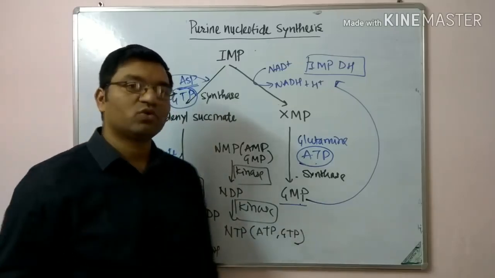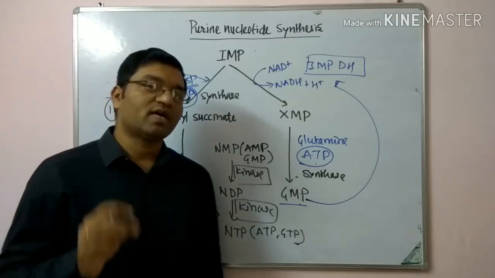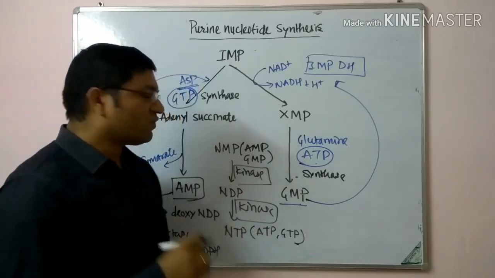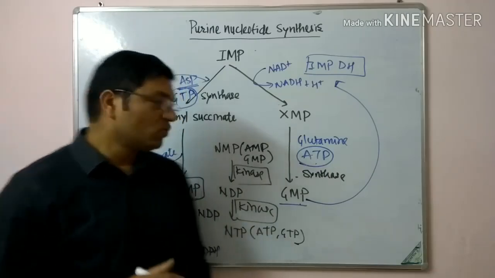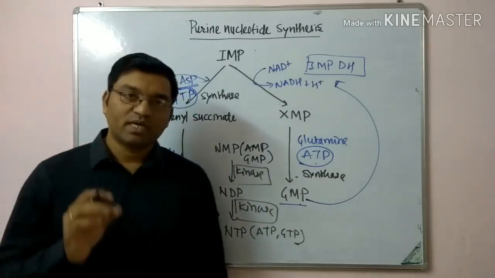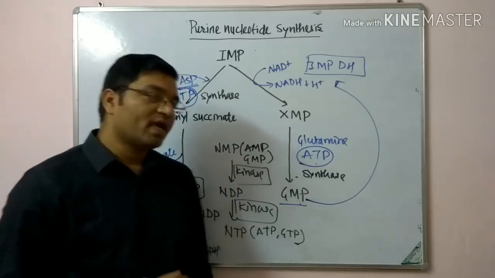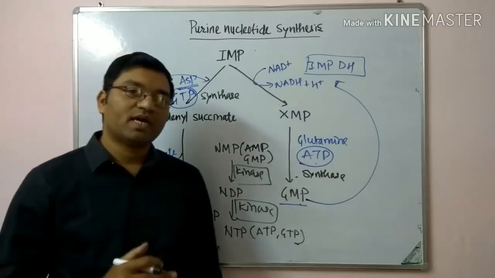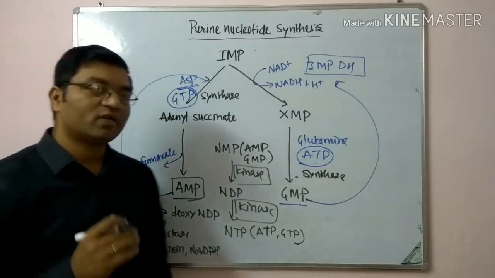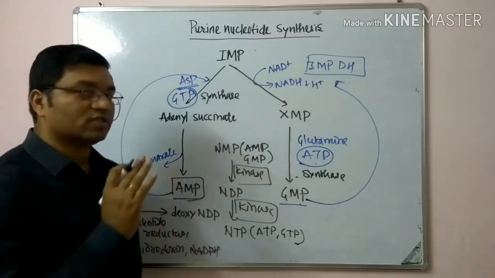Another pathway for purine nucleotide synthesis is the purine salvage pathway, which requires the PRPP. Regulation is mainly by the PRPP glutamyl amidotransferase, which is a committed step, and the availability of the PRPP. These are the two main regulatory factors in the synthesis.